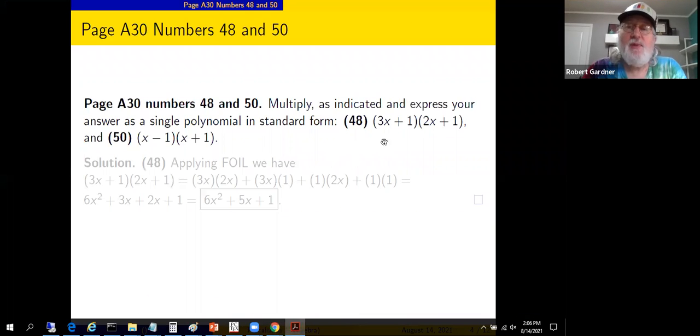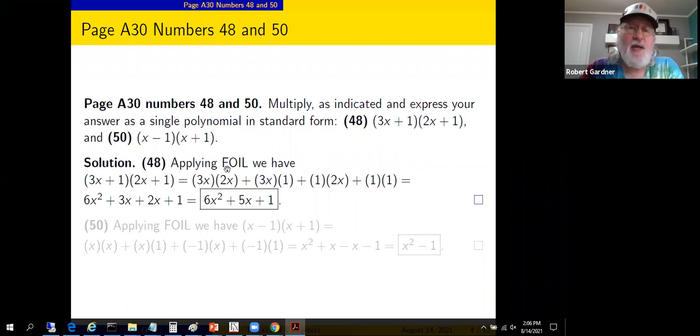Okay, multiply out number 48, these two binomials. So two problems. First, number 48, we're going to multiply 3x plus 1 times 2x plus 1. Let me very specifically follow the FOIL idea. The textbook uses little dots quite often. I've used parentheses to isolate pieces.